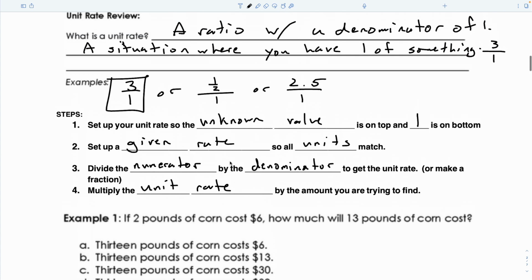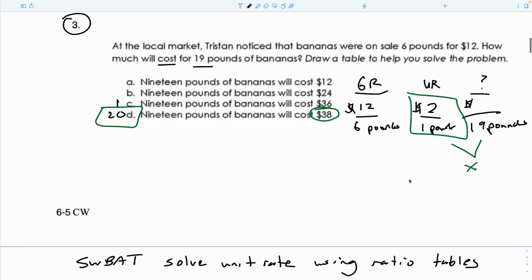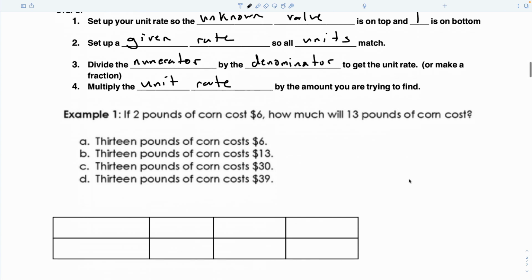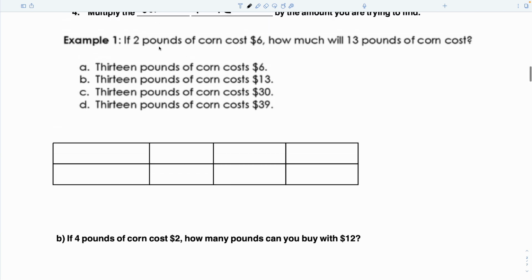Before, we've been setting it up kind of like this from number 3. It looks a little bit sloppy. Today I'm going to introduce you to a ratio table. If this helps you, great. If not, just keep using the steps that you did. First thing I'm going to do is read the problem. Chad, can you read example 1?